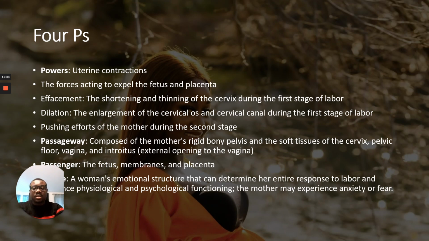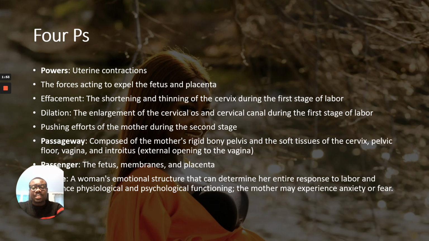We said the power has to do with the force at which contractions occur. The force used to cause contraction helps to expel the baby out of the uterus along with the placenta. The baby comes out first and then the same force, which is the contraction, causes the placenta to be expelled. So the power has to do with contraction of the uterus that will cause the baby and the placenta to be delivered.